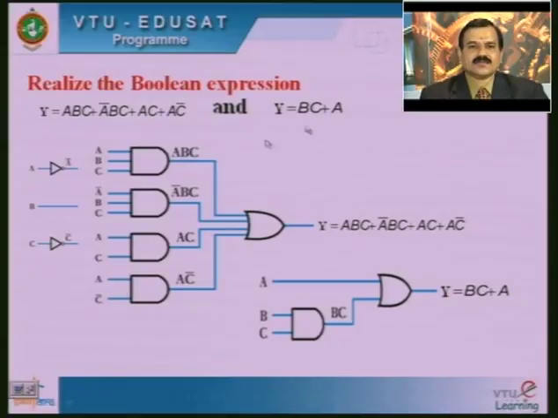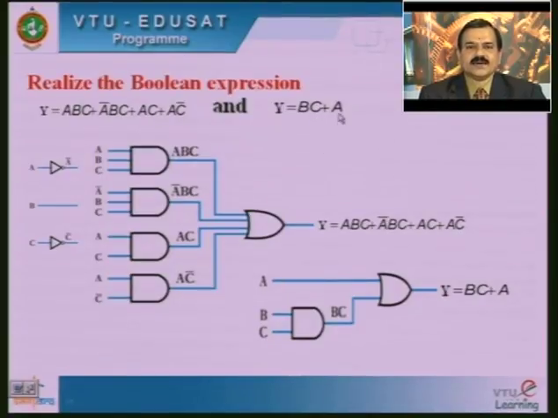Similarly, another simple equation is given here, that is Y equals BC plus A. So here A is independently taken, and first B into C should be solved, and then the output of that gate must be added with this A input.